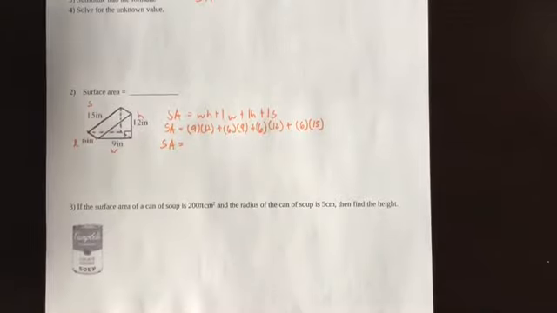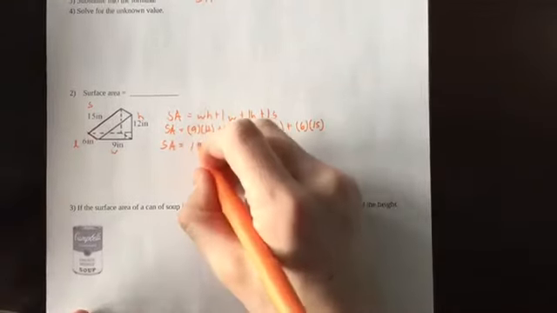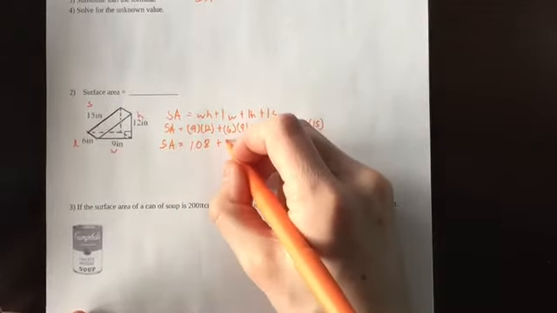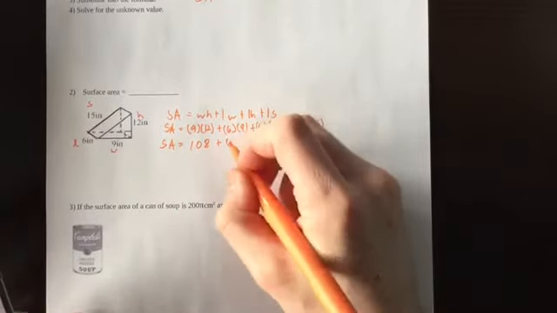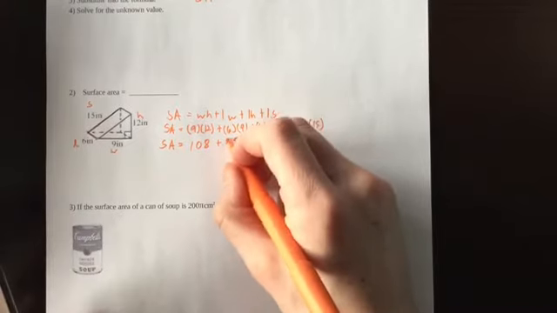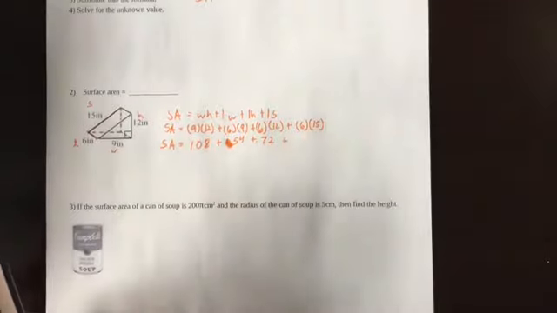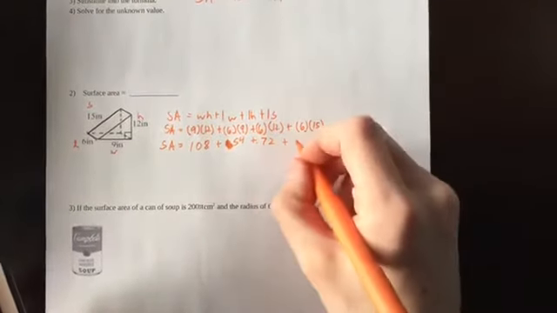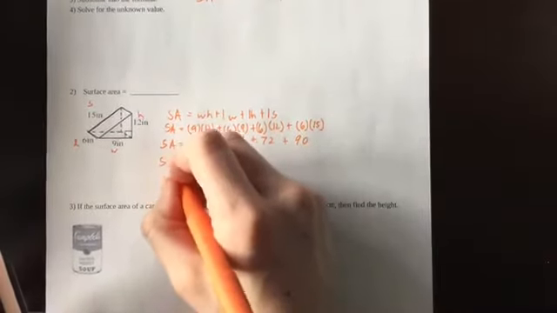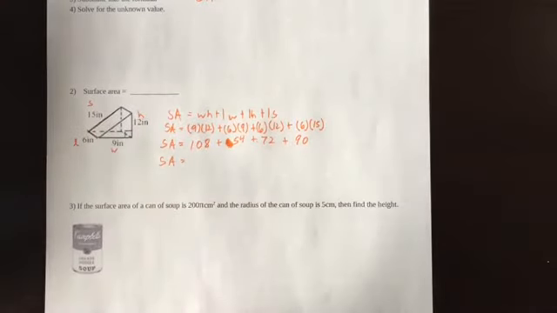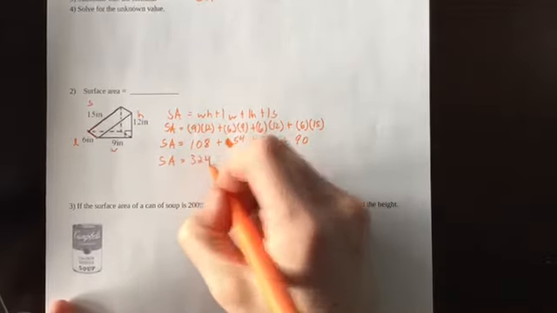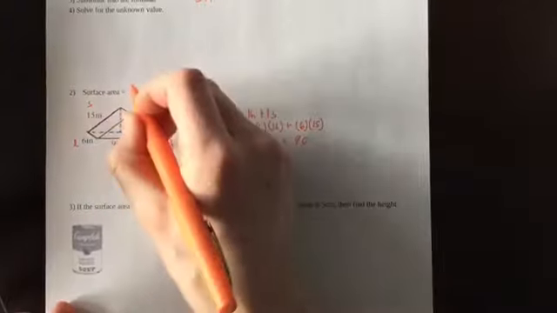Now we'll do all our multiplying. Plus 54 plus 72 plus 90. Okay, now let's add everything up. 324 inches squared.